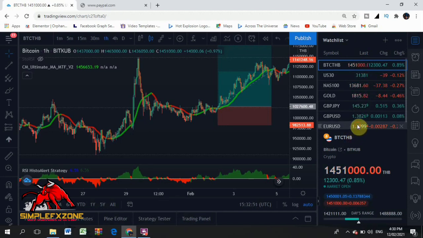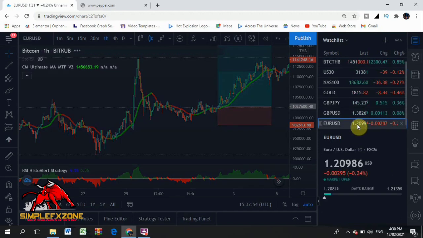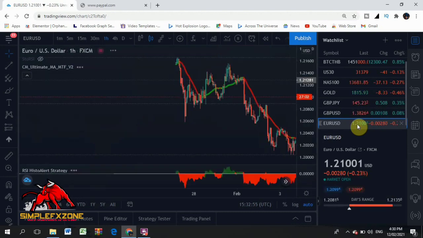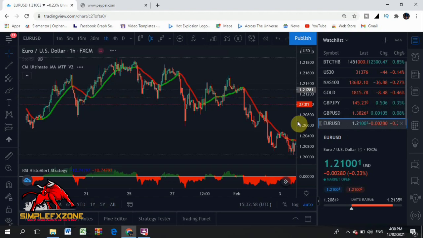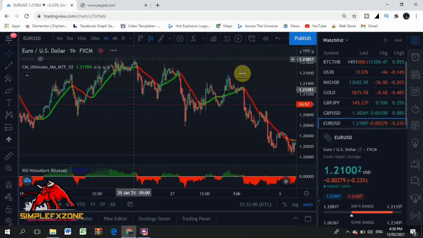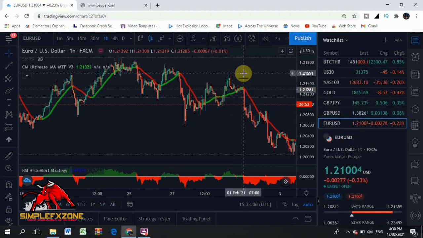Let's go to EURUSD. As you can see, this is EURUSD. This is a sell trade example. As you can see, the price has crossed below our 20 MA. You can see our RSI is now red. That means below 50. So you can take the trade.